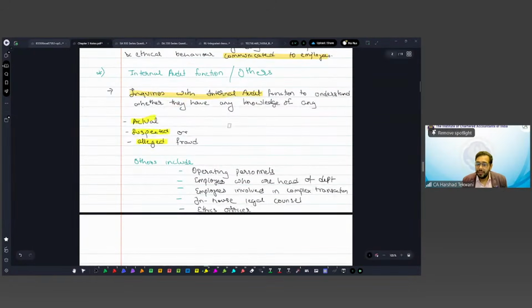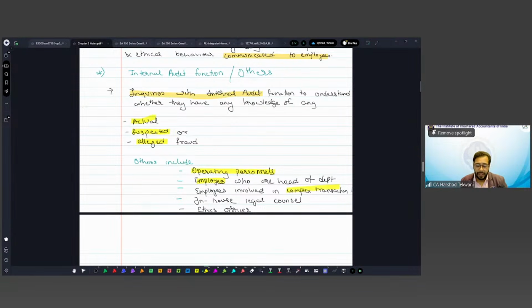So these are the things. Plus, you will check with the operating personnel, procurement manager, sales manager, marketing personnel, marketing head, employees who are heads of the departments, basically apart from the CEO, like COO, CTOs, and all those executive-level employees. Employees involved in complex transactions.